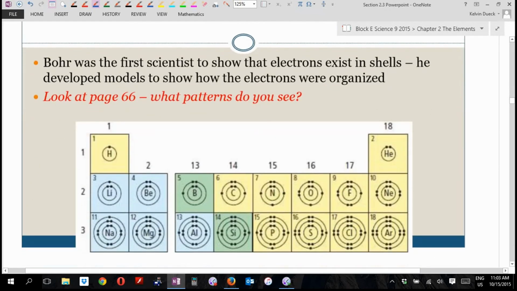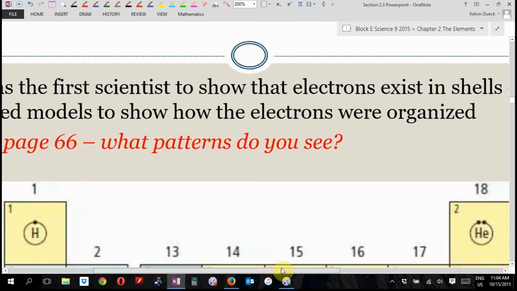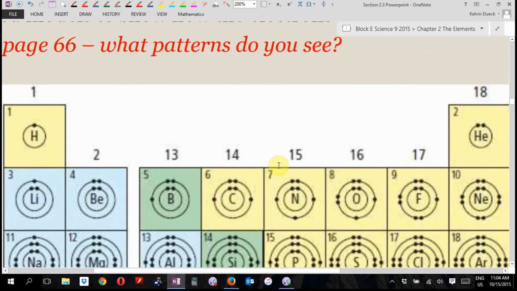Niels Bohr, we talked a little bit about him in the last unit, was the first scientist to show that electrons existed in shells. I don't think I gave you this picture, did I? No, that's okay, it's up here. He developed models to show how they were organized, and this is what I mentioned at the beginning of class. So it turns out, let me zoom in here a little bit. Is that big enough for you to see at the back?